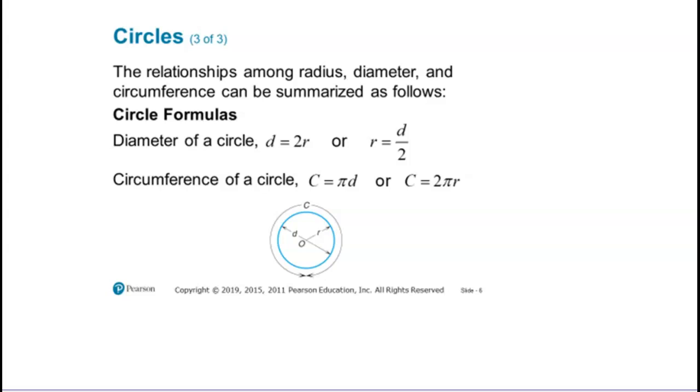And remember that the diameter of a circle is always 2 times the radius, or the radius is half of the diameter, and the circumference is always pi times the diameter, or it is 2 pi r. In that case, really pi times 2r might be a better way to describe it.